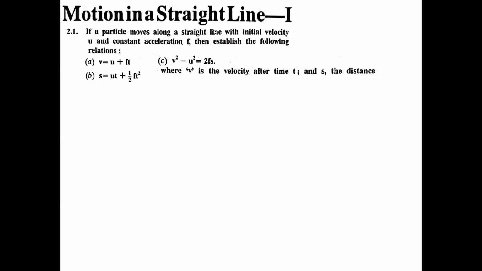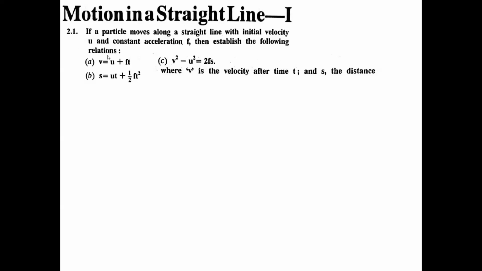So if a particle is moving in a straight line, its initial velocity is u. Initial velocity means the starting velocity, the velocity with which the particle starts its motion, so that is called the initial velocity, and this is denoted by u. And acceleration is denoted by f. This is the symbol for the acceleration.